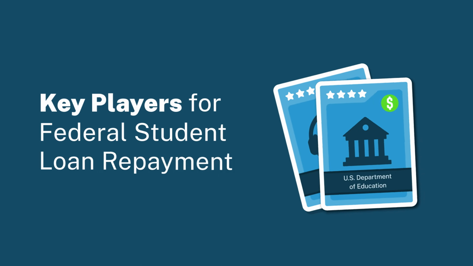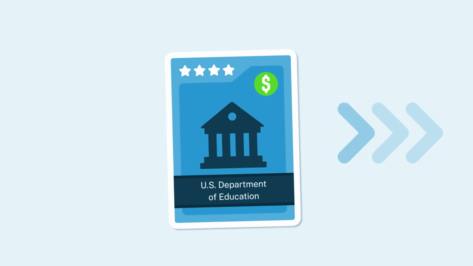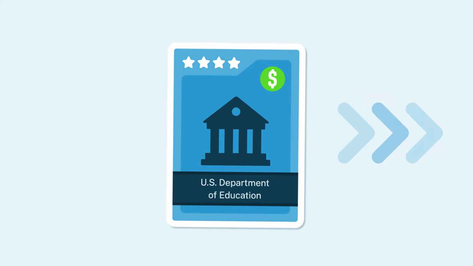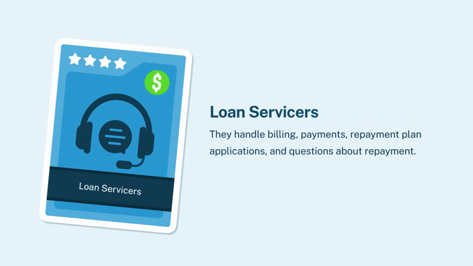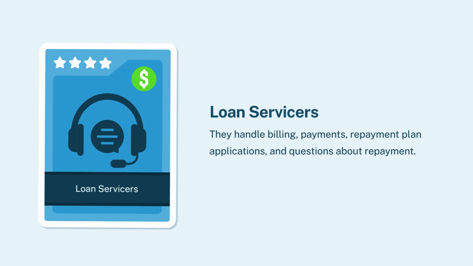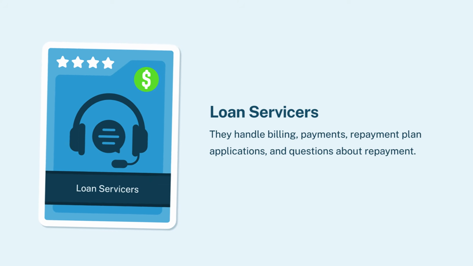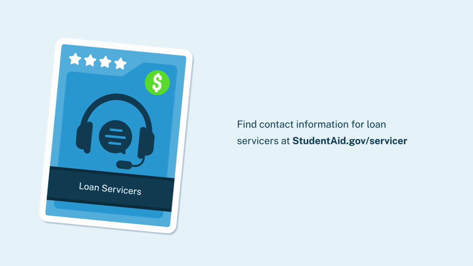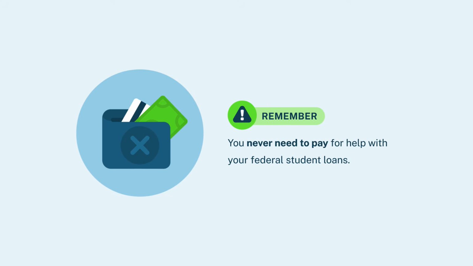Now you might be wondering, who is involved in your federal student loan repayment process? The U.S. Department of Education is the lender of your federal loans. That's us. We work closely with your loan servicer. Your loan servicer works on behalf of the government to help with your student loan payments, repayment plan applications, and any questions you have about your loans. To find contact information for your loan servicer, visit studentaid.gov/servicer. And remember, you never need to pay for help with your federal student loans.